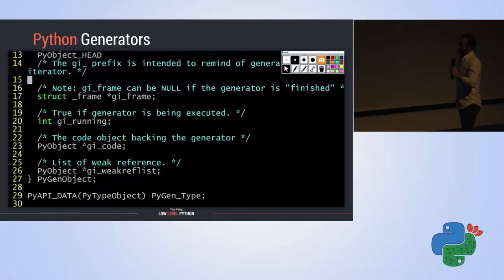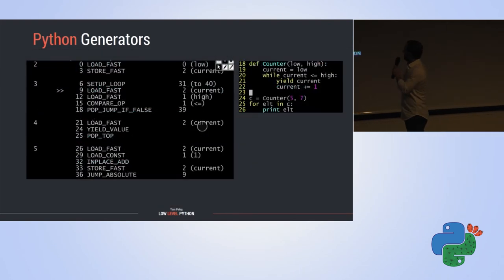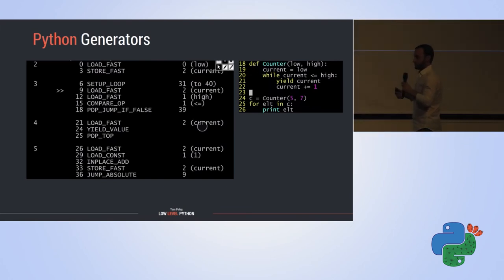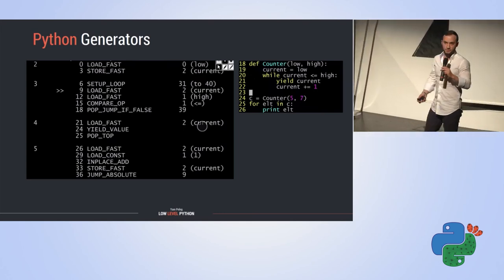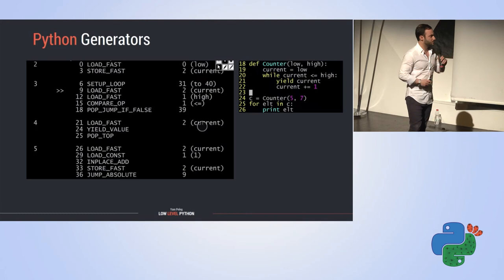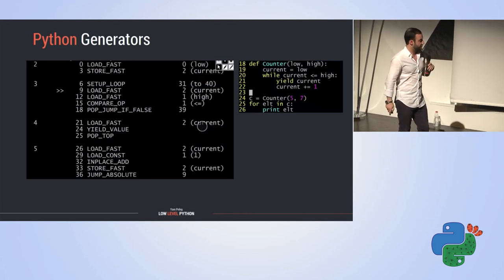And this is how it looks. And this is how it looks when you decompile the code. The only thing that is interesting here is the yield value. What actually happens is that it calls the generator code and yields the value again. And the generator wrapper code is holding the locals and the globals of the generator object.